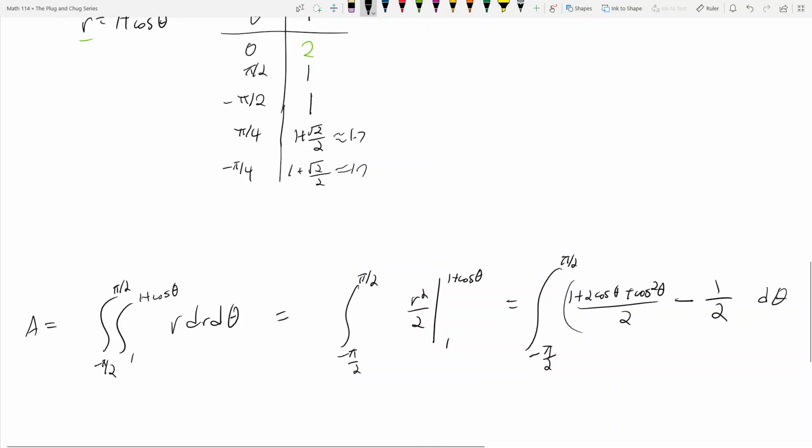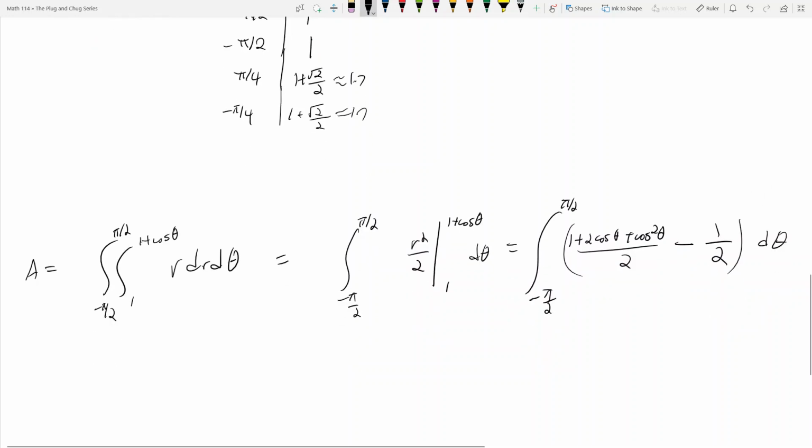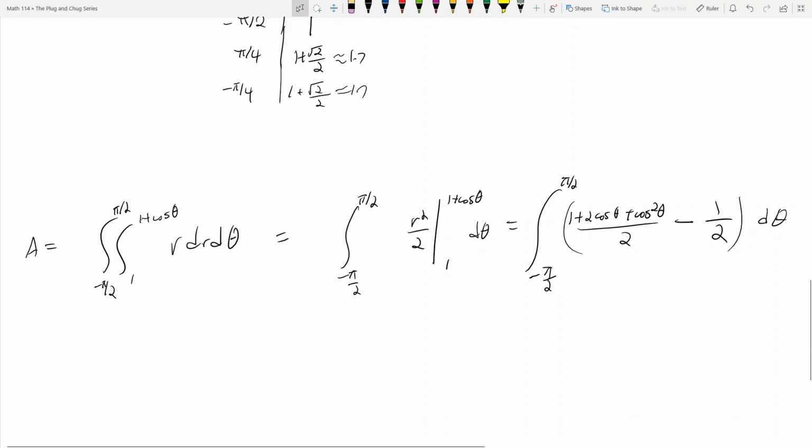And now you still got d theta here. I forgot d theta there. All right, and so the positive 1/2 and the negative 1/2 cancel out here, because you got a 1 over 2 on the left-hand side, and then you got a negative 1/2. So you're left with the integral from negative pi over 2 to pi over 2 of 2 cosine theta plus cosine squared theta, all over 2, but let's move the 1/2 out in front.